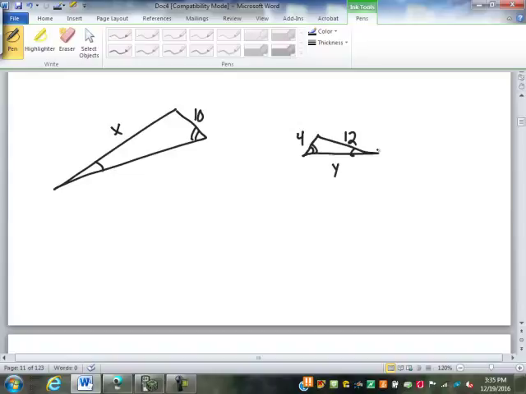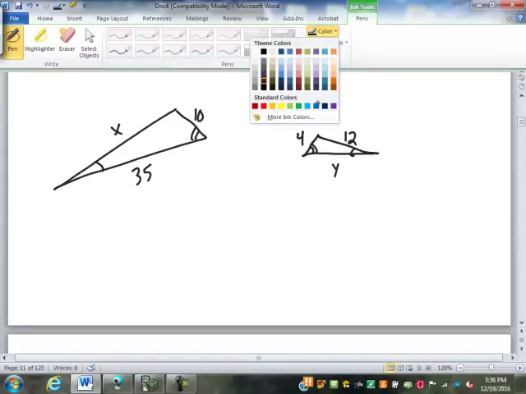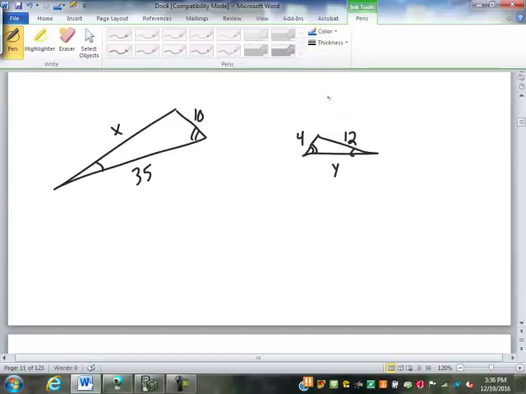And this will be 35. To find x and y, well, first thing we need to do is match up the corresponding sides from one triangle to the next. So let's start over here. X matches up to which side from the other triangle? It's between this angle and the one that's not marked. So over here we have this angle and the one that's not marked. 12 is the one that's between them. So x matches up with the 12.